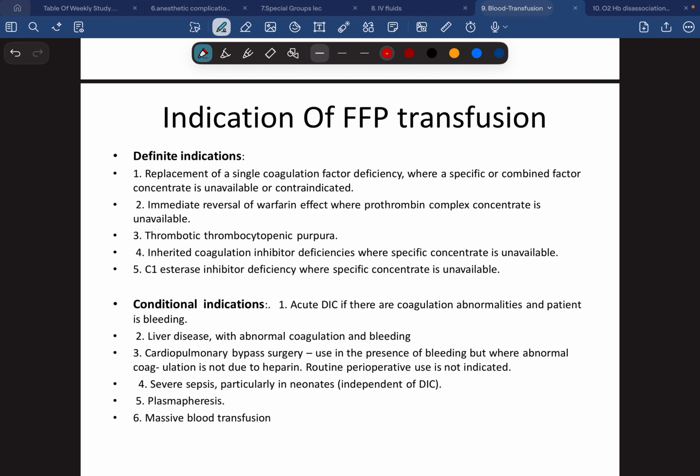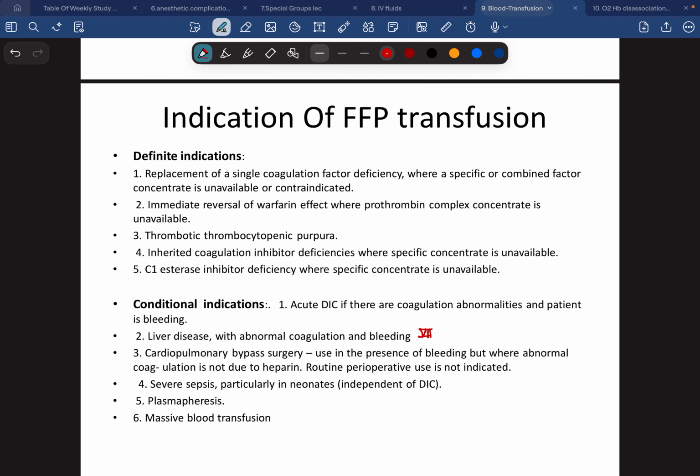Liver diseases with abnormal coagulation and bleeding. All the clotting factors are produced within the liver except factor 8, which is produced by the endothelium. Yes.